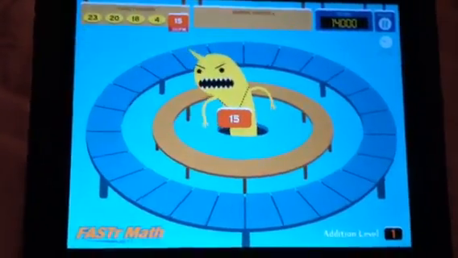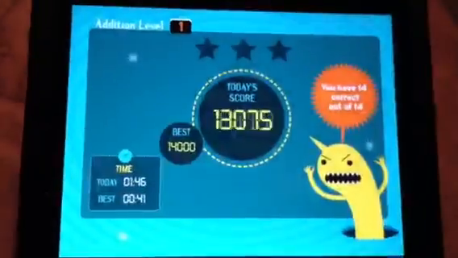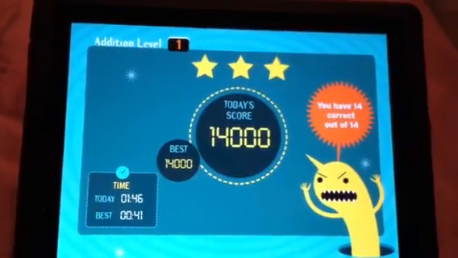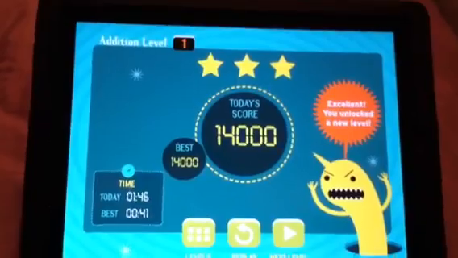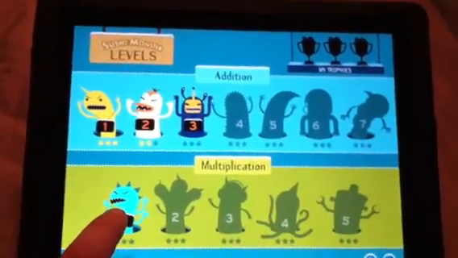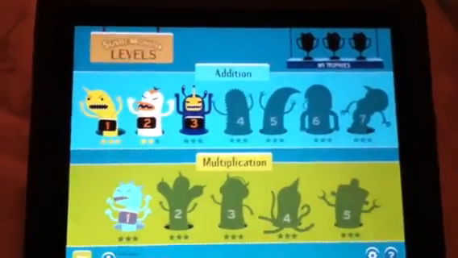And I guess we've beaten this level. Now it gives us our score. It tells us we have 14 correct out of 14. The students know how they've done, and they have the choice of going to the next level, replaying, or just choosing a random level. They can come down here and do multiplication now if they wish.